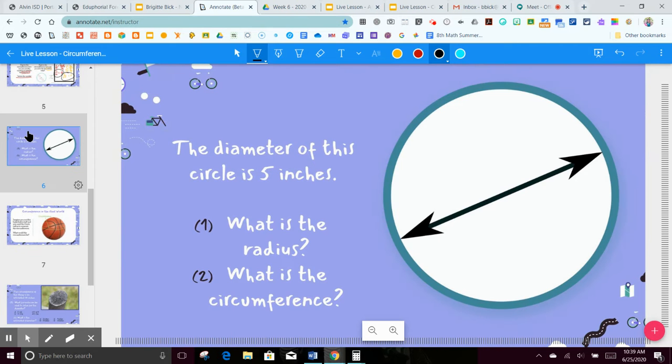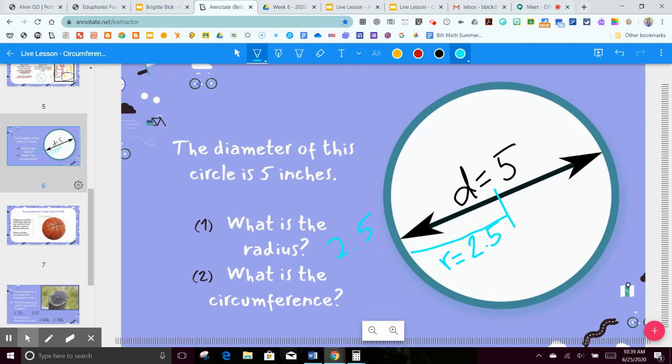All right, the diameter of the circle is 5 inches. What is the radius? Okay, so remember radius is only halfway across the circle. So what is half of 5? 2.5. Okay, so the radius is 2.5.